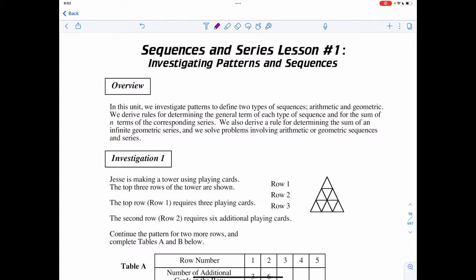All right, in this unit, we're going to take a look at sequences and series. So the first thing we need to do is be able to perceive and develop patterns based on things we can see, number patterns, whatever else it happens to be.